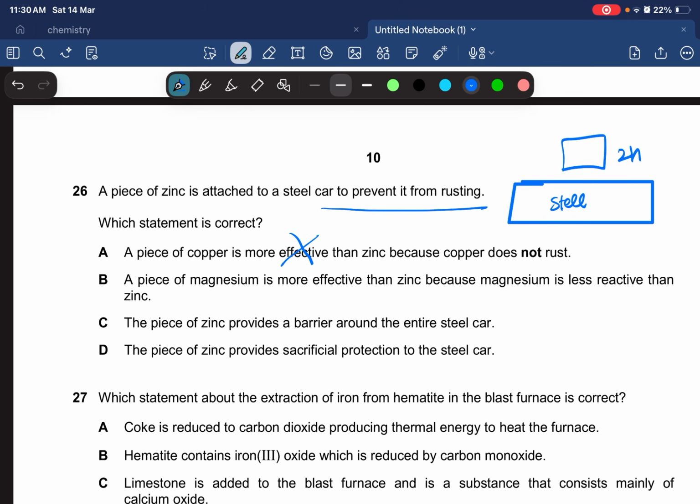Copper is going to make steel rust more, because all the air and the water is going to react with the steel and nothing is going to react with the copper. A piece of magnesium is more effective than zinc because magnesium is more reactive. A piece of zinc provides a barrier? No, it does not provide a barrier. A barrier means that you have a layer on the top. So if I put a layer like this of zinc, that's going to be a barrier. It just provides sacrificial protection, and that's all.